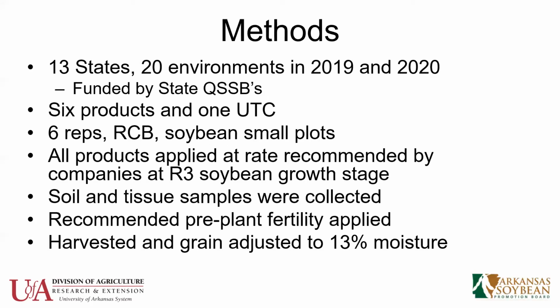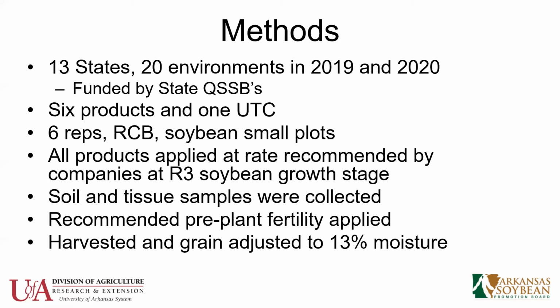In 2019, 13 states established a research study evaluating foliar fertilizer products in 20 different environments to see if these products could increase soybean yields. Most of the states in this project received funding from their state QSSB, and we received funding from the Arkansas Soybean Promotion Board for this project. And I'd like to thank them at this point for their financial support of this project. The same products were evaluated in 2020 as well.